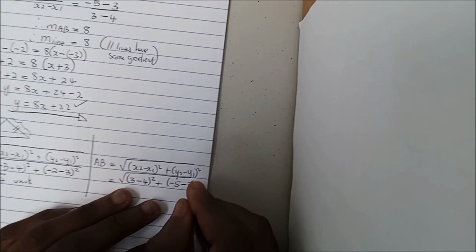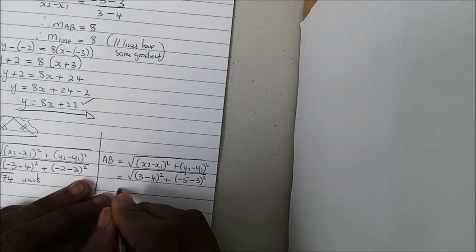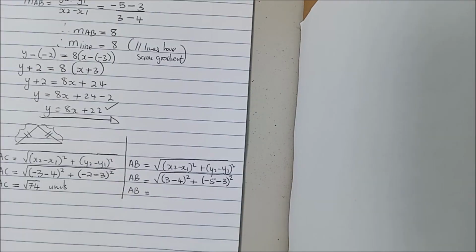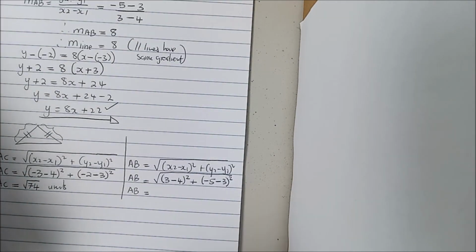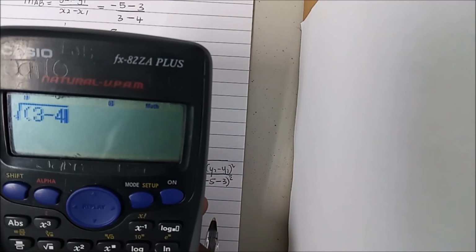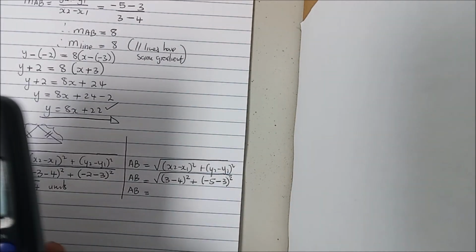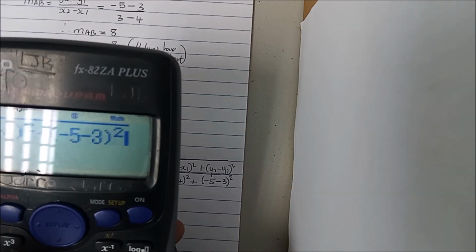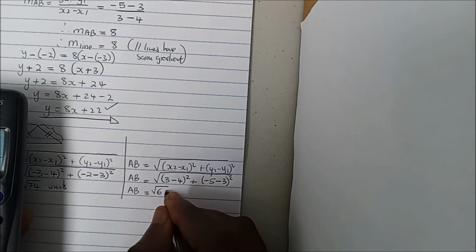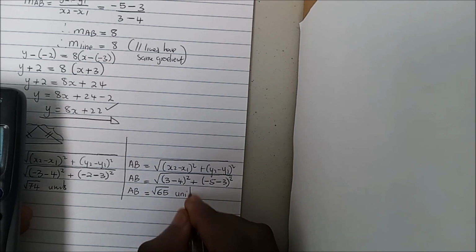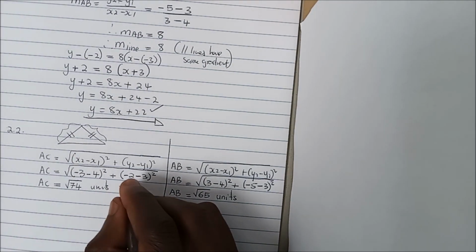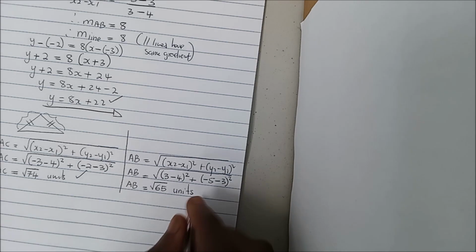Guys, analytical geometry is just a walk in the park, because we just calculated the length of AB without working, because we just name and then substitute. That's what we did. So we substitute that 3 minus 4 into our calculator. Don't forget squared, winners. So -5 minus 3 squared, and then equal sign. So we get the square root of 65. So now we know AC is square root of 74, and AB is square root of 65.